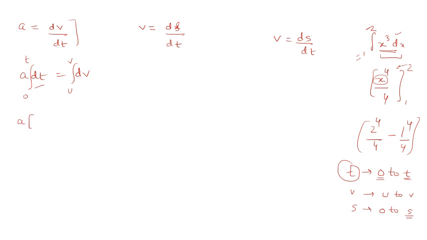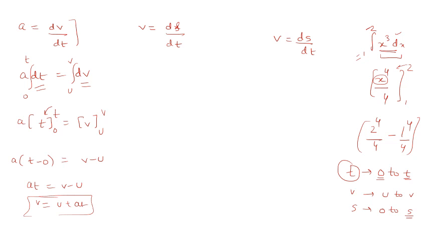We know the integration of dt will be t, 0 to t. Integration of dv will be v as per the formula. Now you have to put this limit in place of the variables. So t minus 0, upper limit minus lower limit, and for velocity, v minus u. So this is v equals u plus at, which is your first equation of motion, right?